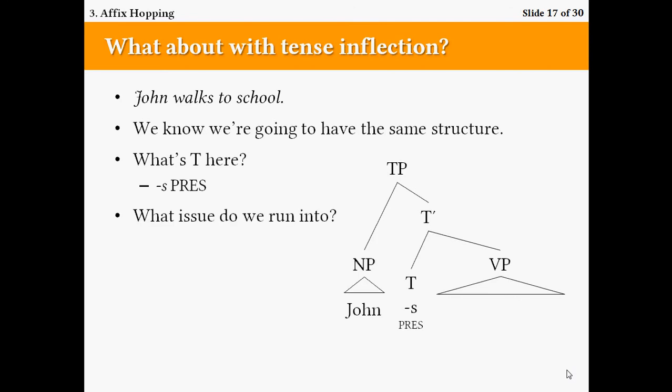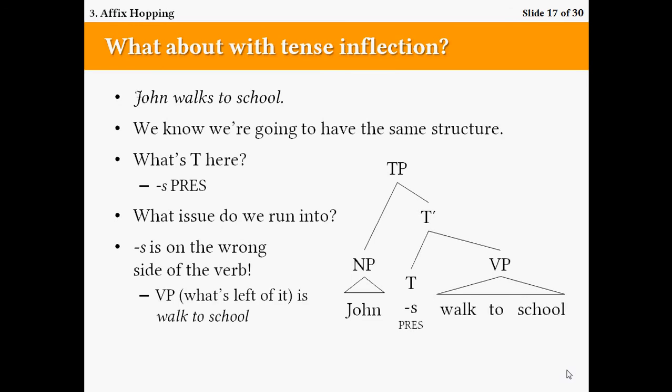Now, if you're thinking about how this is going to work out, there's a bit of an issue that we're going to run into when we try to do the rest of the tree. We've got this S here, and this is going to be on the wrong side of the verb. So we've got John, we've got our S. The remaining part of the sentence is the VP, walk to school. In the actual sentence, it's walks to school, but we've taken off the S, the present tense, and put that in T, so we're left with walk to school. Our problem is that the S is on the wrong side of the verb. It should be walk plus S, so the S should be after the verb, but in our structure it's before the verb. So what's going on here? How are we going to get out of this problem?